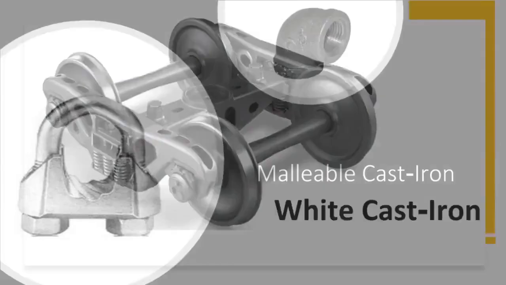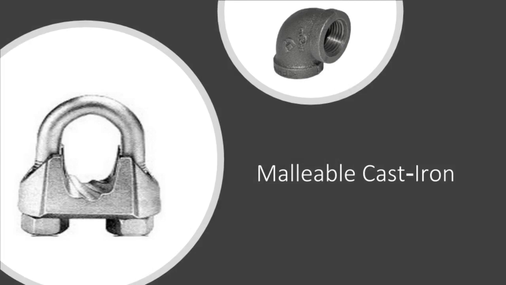Malleable cast iron. This is produced from white cast iron by a process known as annealing. Annealing is simply heating metal beyond a temperature where the crystal structure changes, and then cooling very slowly, sometimes as long as 10 days. Instead of turning into gray cast iron with graphite flakes, it becomes malleable cast iron, which has the carbon present as nodules. This produces a tougher type of cast iron.